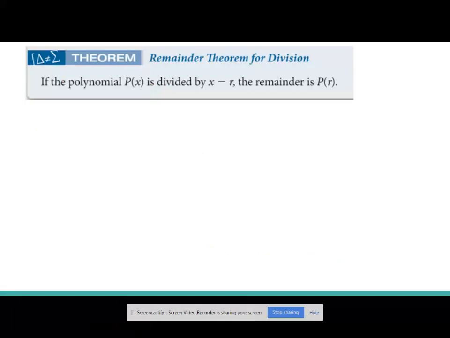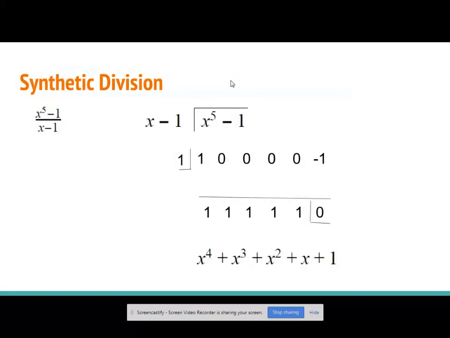Okay, I'm going to look at three different theorems here. I'm not going to ask you specifically what the remainder theorem for division says, but we're going to use it, and I'll show you how to use it as we go. But I want to make sure that you know what we're doing. So what this first theorem says is if you take any polynomial and you divide it by x minus r, that's a lot like dividing by x minus 1. r in this case would be 1.